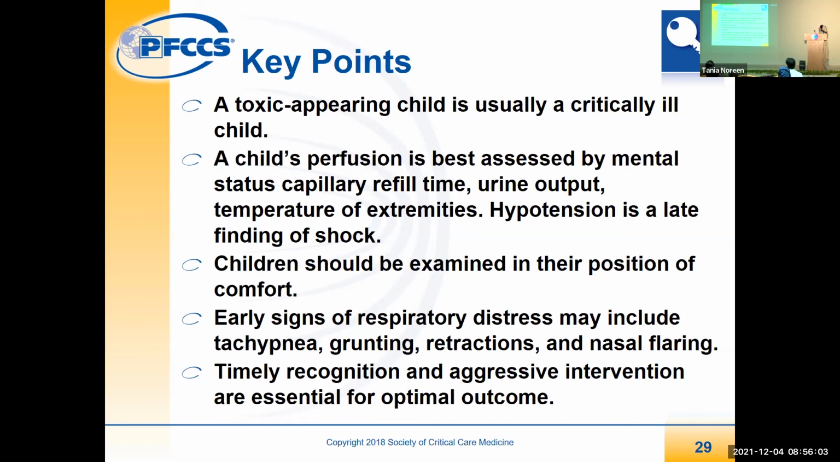Children should be examined in their position of comfort. Early signs of respiratory distress may include tachypnea, grunting, retractions, and nasal flaring. Timely recognition and aggressive intervention are essential for the optimal outcome.